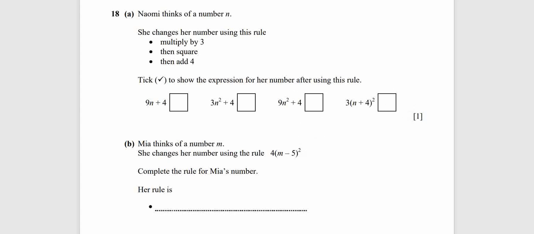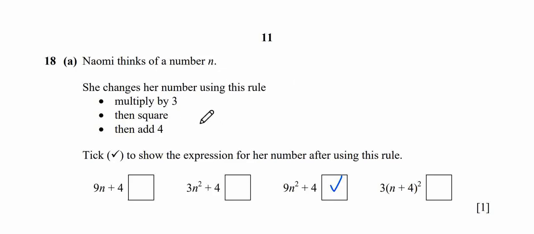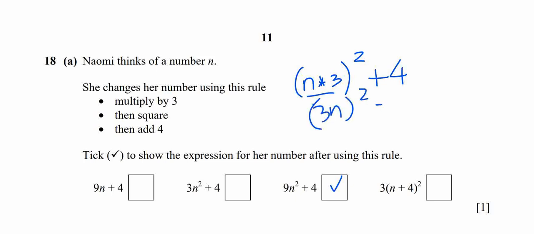So let's open up the answer for 18a. So the answer for 18a is 9n squared plus 4. How it works? So n multiplied by 3, and then square, and then add 4. So we simplify this one. n times 3, 3n, and square plus 4. So 3 squared is 9, 9n squared plus 4. That's how we got this answer.